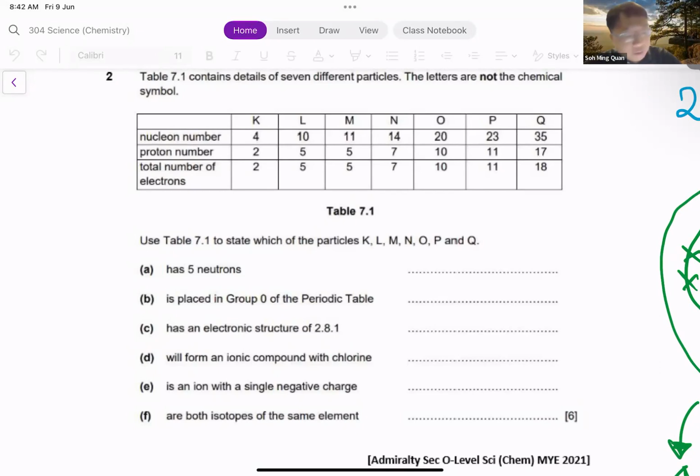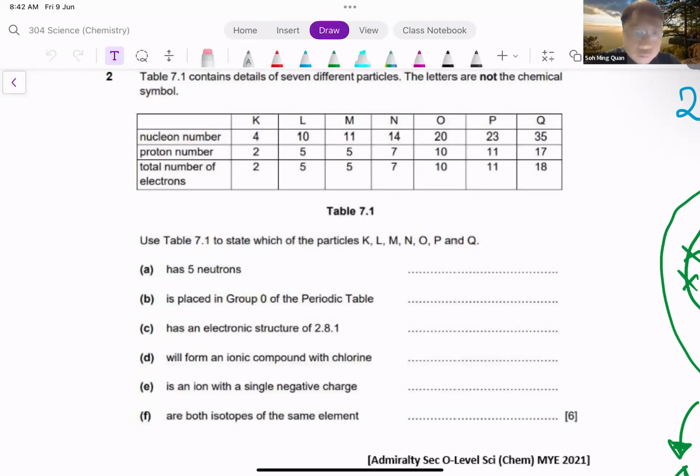Now, whenever you are faced with something like in question 2, what do you do? Firstly, you need to know where to start. You are given loads of data. You are given details of 7 different particles. They just say particles. They don't say whether it's atoms or ions. So it could be a mixture of atoms and ions. So some of them are atoms, some of them are ions. So you need to go and figure it out slowly. So where do we always begin? Whenever you are given data about number of protons, electrons, you will start with the proton.